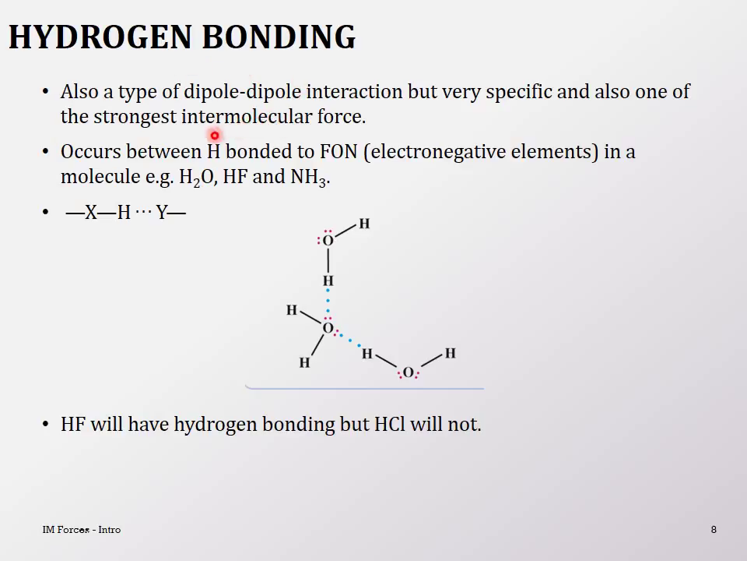So don't get confused. Hydrogen bonding is not the bond between oxygen and hydrogen. It is still an intermolecular force between two molecules, okay? So the blue lines that you see here, those are the intermolecular forces. Anyhow, this is kind of what the interaction would look like for water. Again, just to mention this, hydrogen fluoride will have hydrogen bonding, but not HCl. The chlorine here is not so electronegative in order for it to have hydrogen bonding.